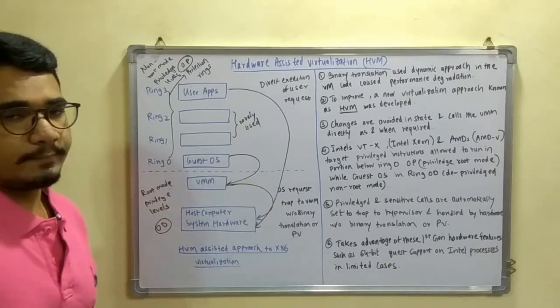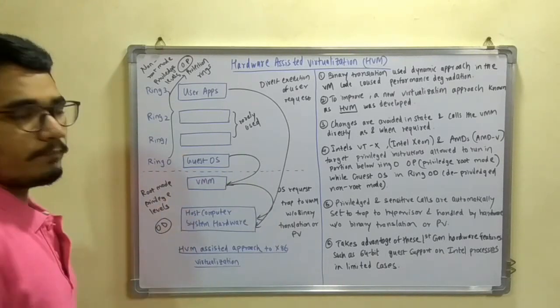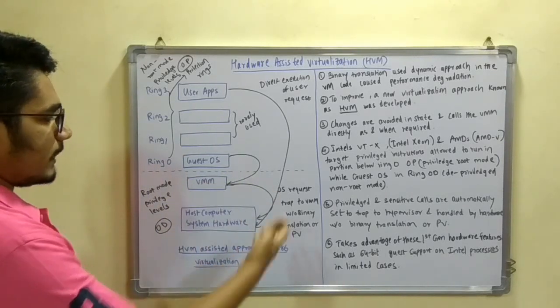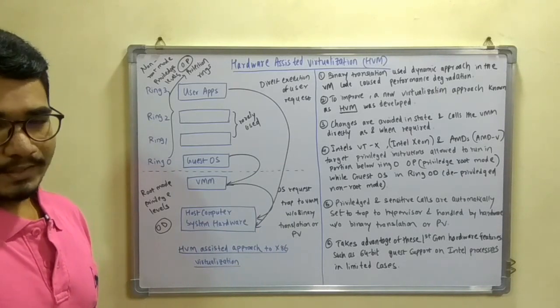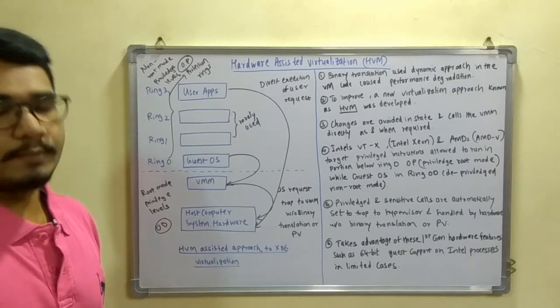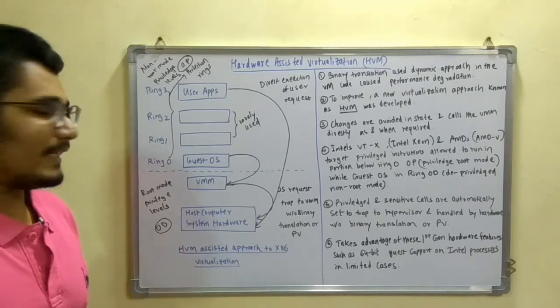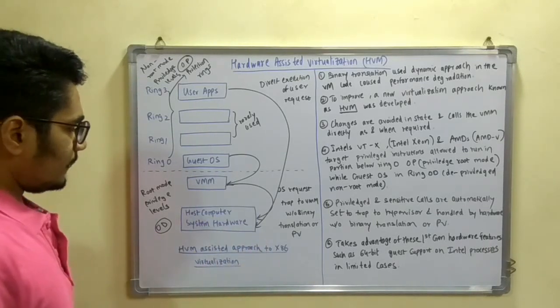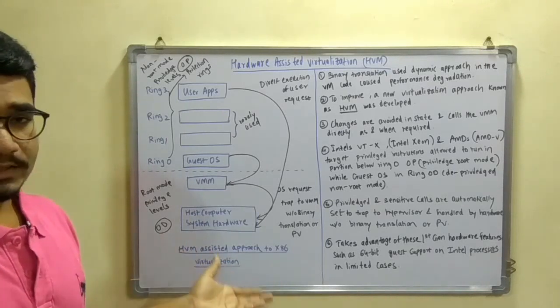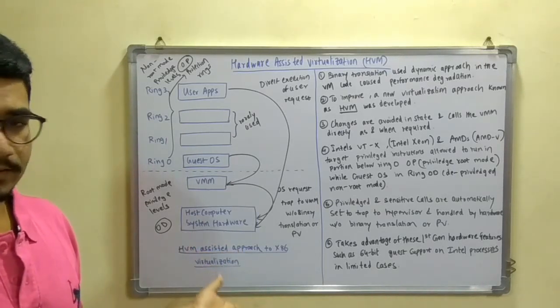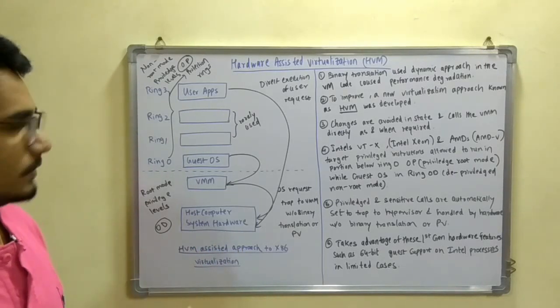Now the entire thing can be handled by the hardware itself, so there is no need for any para virtualization for any other OS, or any binary translation for capturing those requests or instructions. Well, that is the hardware assisted HVM approach to x86 architecture virtualization.